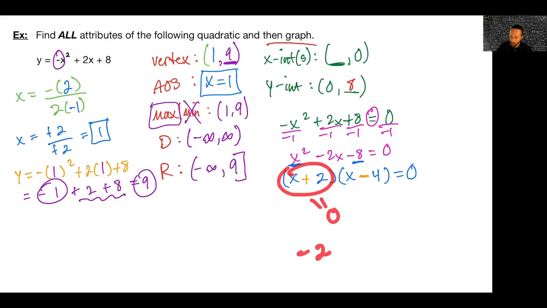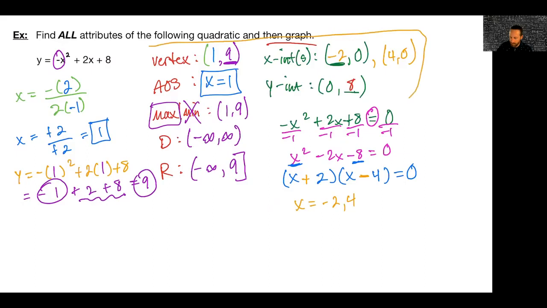Hopefully you said -2. And what minus 4 would give me a 0 for x? The other one would be 4. So we just found our x-intercepts. There's 2 of them. They would be at (-2, 0) and (4, 0).